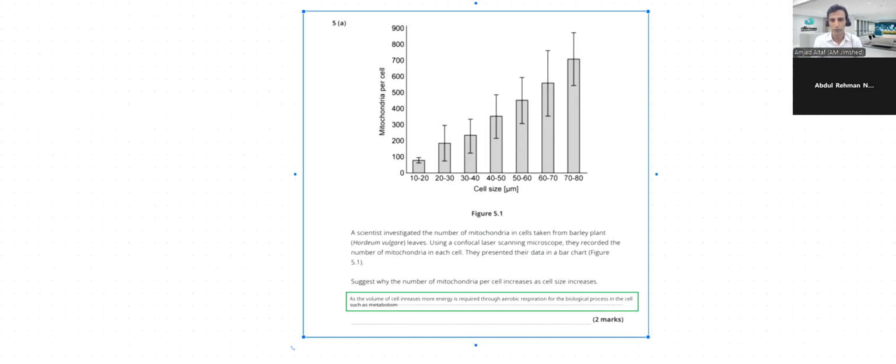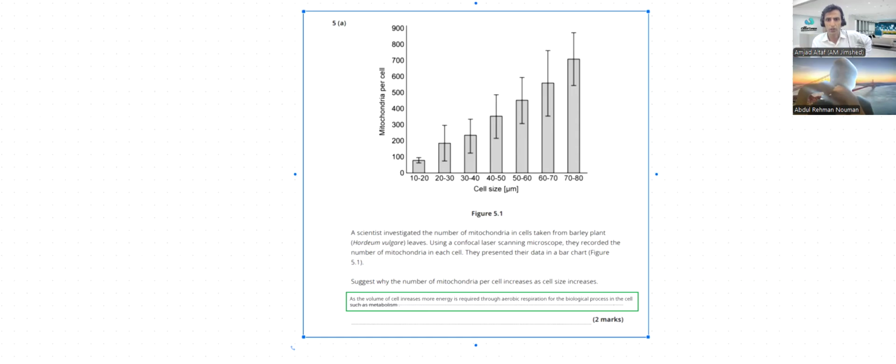Yeah, it's fine. Done? Or do you want to add something else? Yeah, done. Okay. So, mitochondria are the site of aerobic respiration. So more mitochondria are needed to meet this higher energy demand, right? If you have the larger size of the cell or the volume of the cell, definitely that has to carry out the metabolic process. More energy is required to carry out the metabolic process, right?